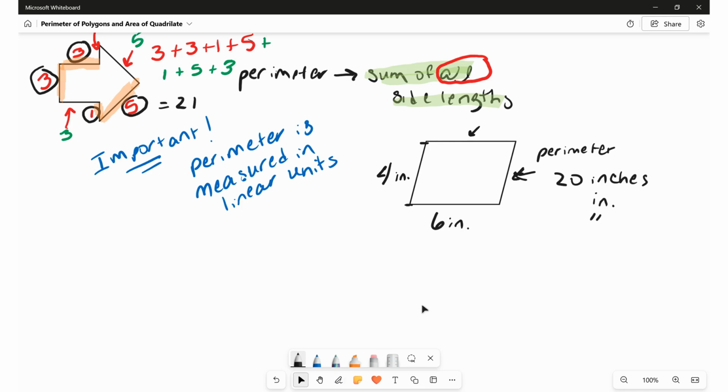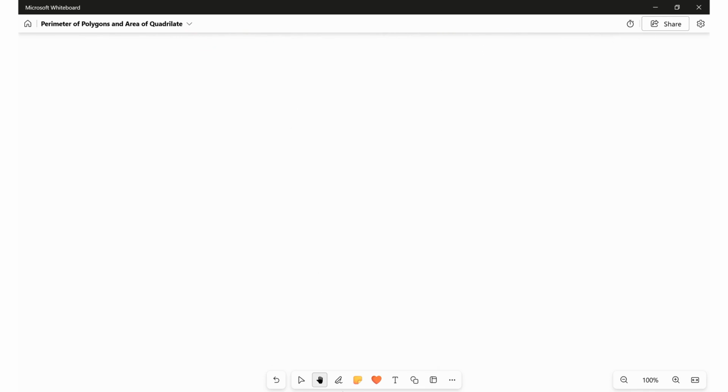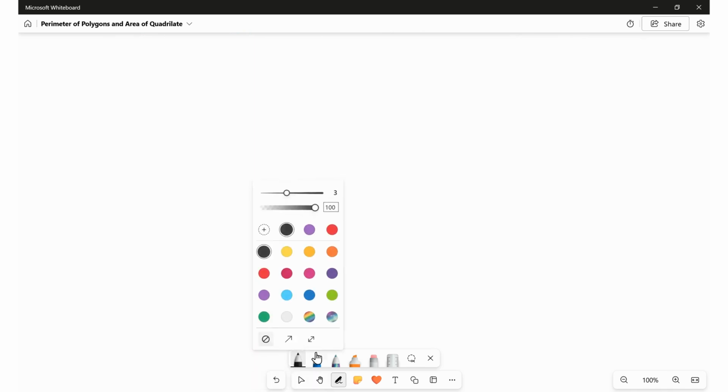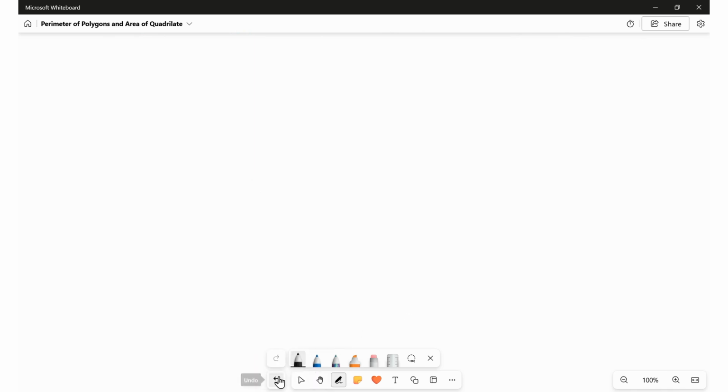All right. Now let's get into area of quadrilaterals. Well, let's first define what is a quadrilateral. The word quadrilateral literally means 4 sides. So a quadrilateral is any 4-sided figure.